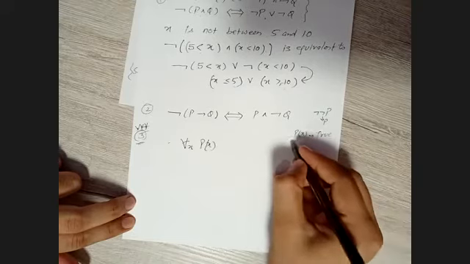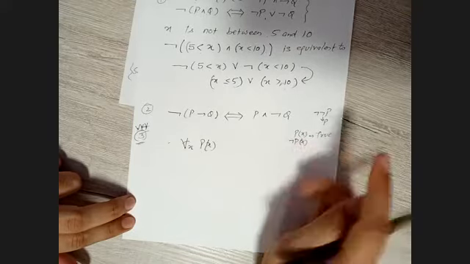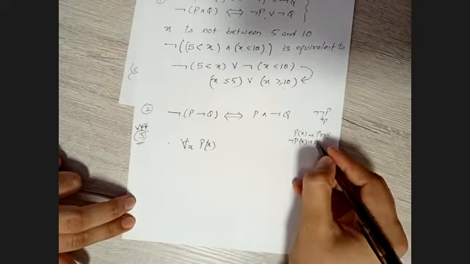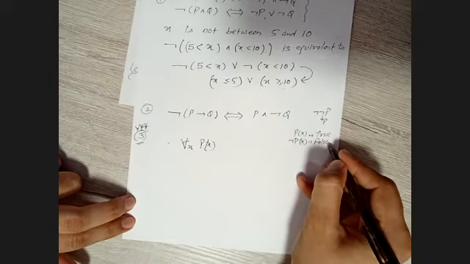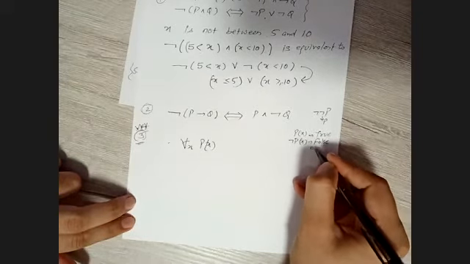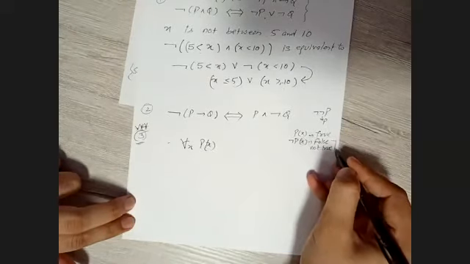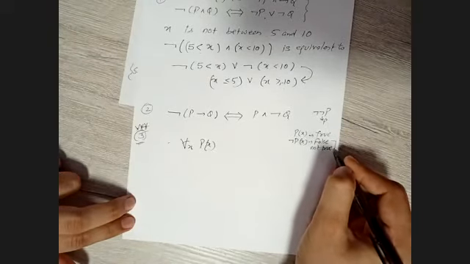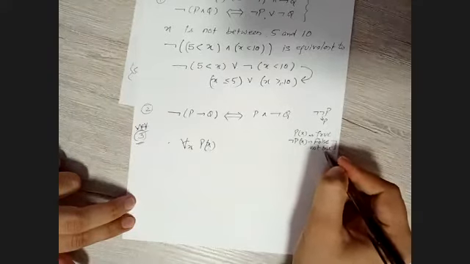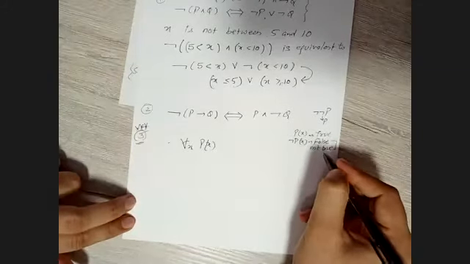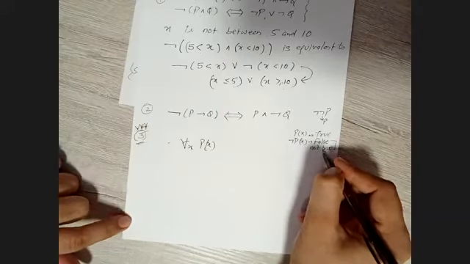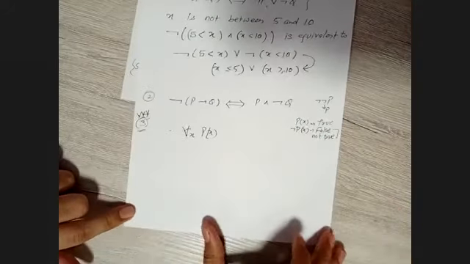But if I write negation P of X, it means what? P of X is false, or another term, is not true. Understand, these two things are quite different here. We cannot say these two are the same. False is not equal to not true. I will explain later on, right?